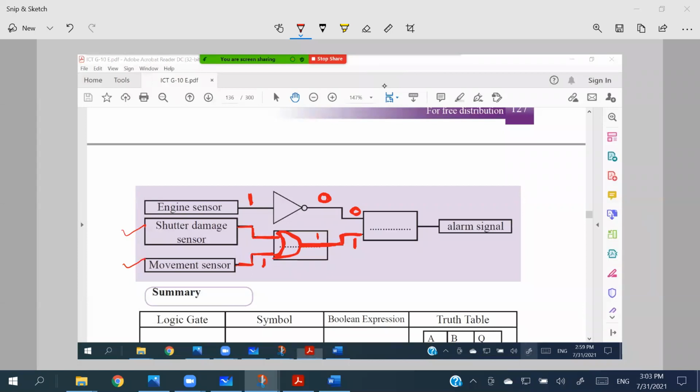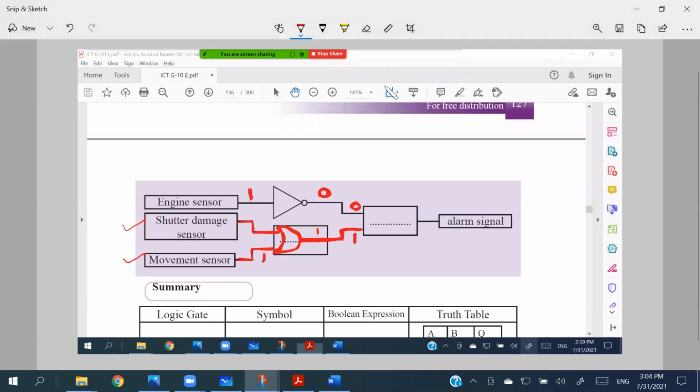This is talked about from the security side when nobody is around. If someone is taking the car away, or if someone is moving the car away, or if someone is trying to damage the car, then the buzzer will go off, right? So that means when the engine sensor indicates 1, it is not going to have anything out.